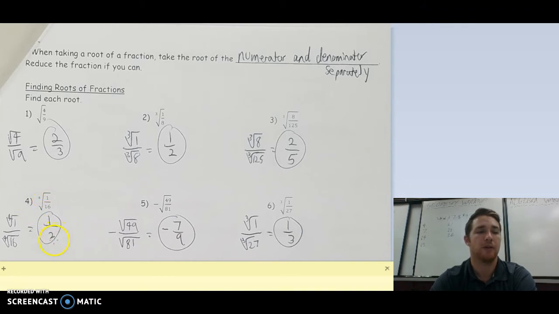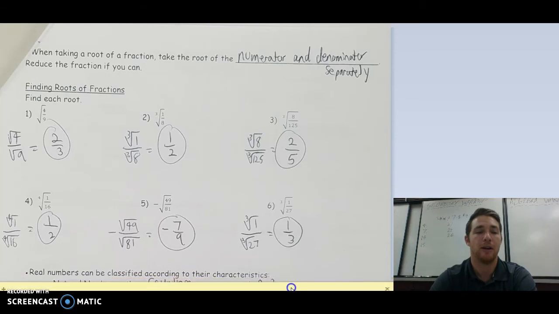Fourth root of 16 is 2. And again, negative square roots. So negative square root of 49 is 7. Negative square root of 81 is 9. Last one is another cube root. Cube root of 1 is 1. And the cube root of 27 is 3. So whenever you get a fraction, just make sure you do top and bottom separately, and it should work otherwise the same way as anything else.